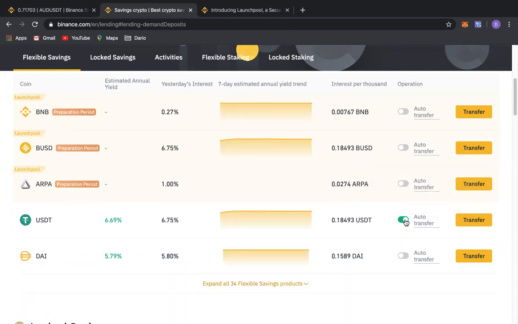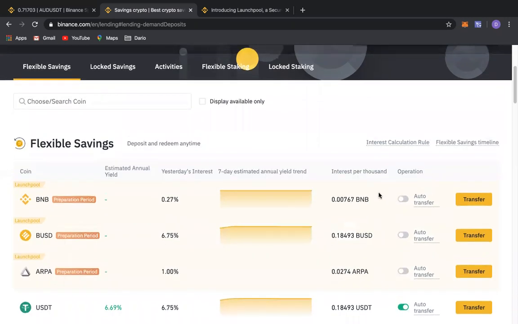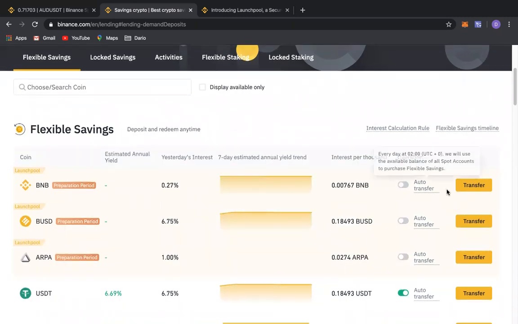And if you don't know what that is, it's basically when you buy an asset over a fixed time period. So instead of going and buying $10,000 of Bitcoin at once, you'll buy $1,000 at the end of every month for 10 months, for example. So that's the savings platform. You've got the auto transfer here.